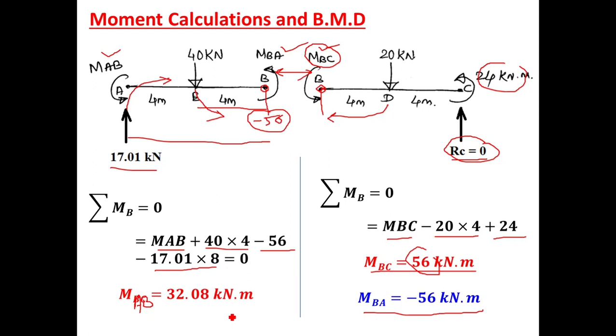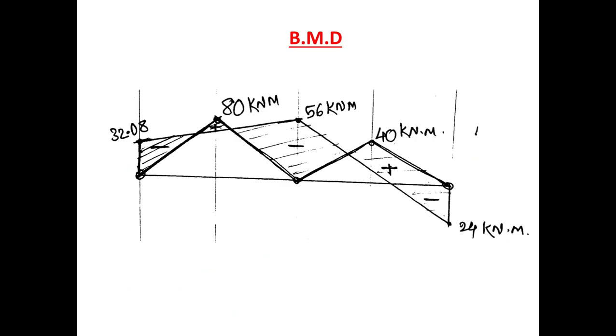Now the last part is to draw the bending moment diagram. It is plotted in two parts: positive moment and negative moment. First, the positive moment: this triangle represents the positive moment. For the 40 kilonewton load at the center, the maximum moment is WL by 4, so 80 kilonewton meter. The second span is also subjected to a central point load, so it is also triangular in nature, WL by 4, that is 20 into 8 divided by 4, the answer is 40. So these two moments are because of the external loads, triangular in nature.